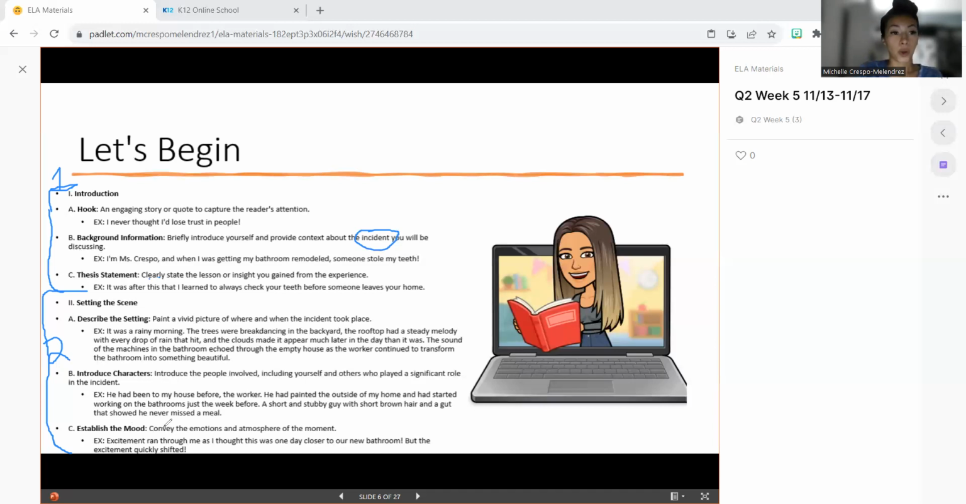Okay? So, what are you doing today? You are writing your first 2 paragraphs for your essay. You're not writing the whole thing. You're writing your introduction and setting the scene. That means you should have your 3 sentences, hook, background information, thesis statement, for your introduction in 1 paragraph. And then you'll have your setting, characters, and mood in your second paragraph. This paragraph, the second one, it's going to look different for everybody because it really depends on how many people were there. Okay?